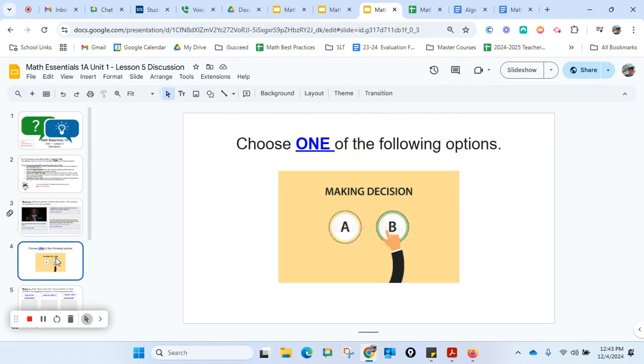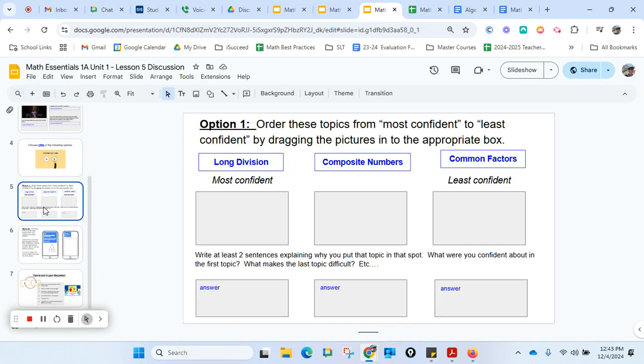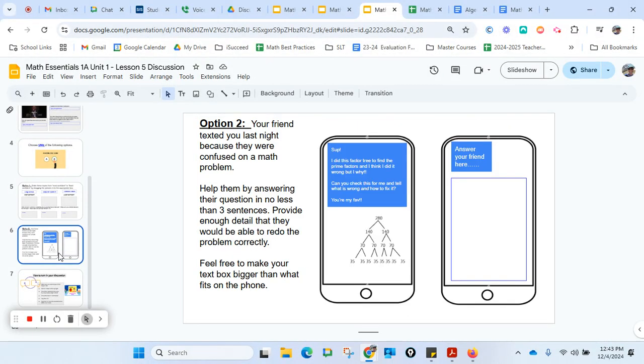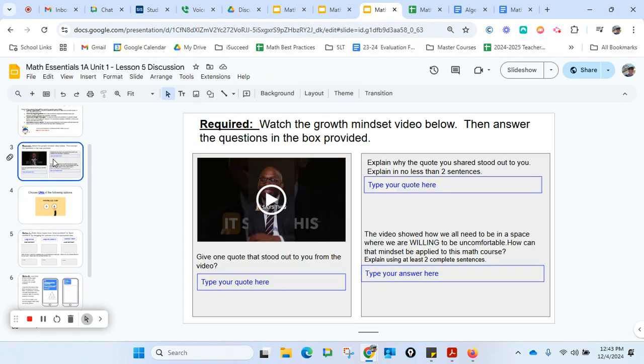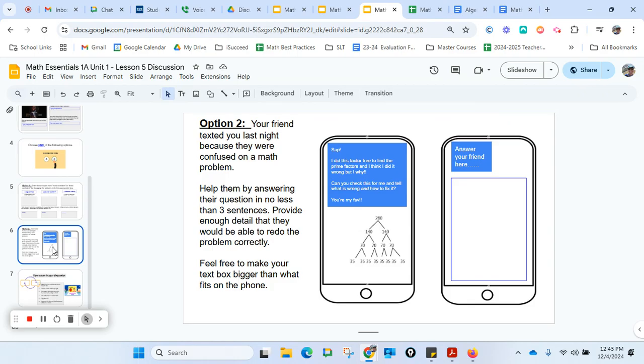Then, after that required slide, you're going to choose one of the following options. In this case, with option 1, we can drag and drop some content information on how we feel about that information. Or there's always going to be an option 2. These options might appear different, going over different information depending on the discussion, but you will always have something that is required. You must do that, and then you choose between option 1 and option 2.